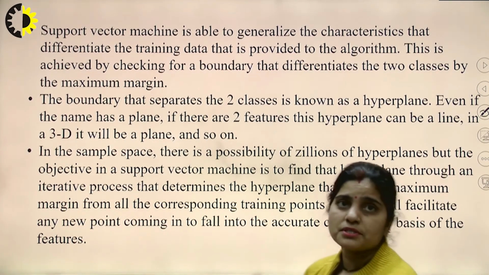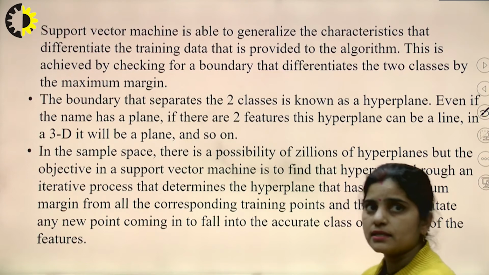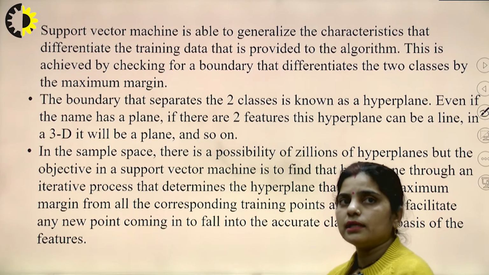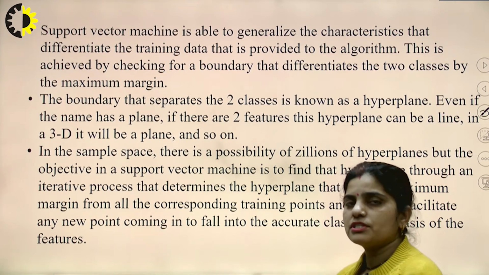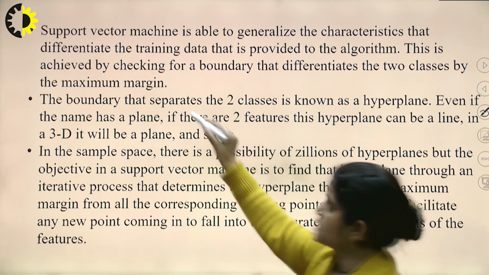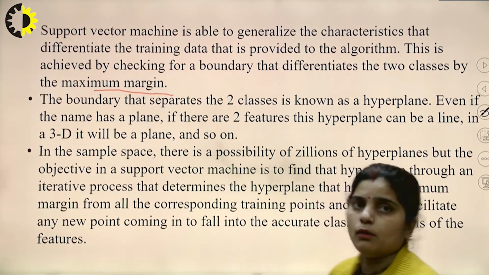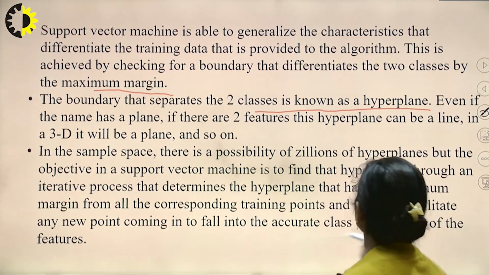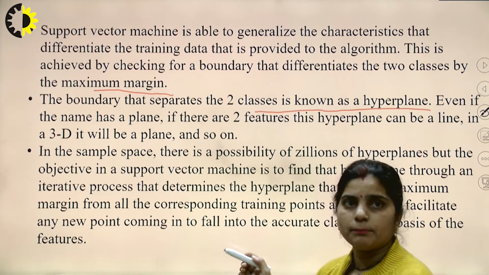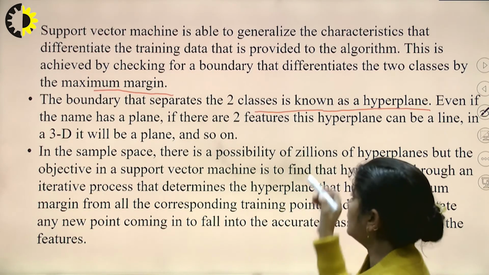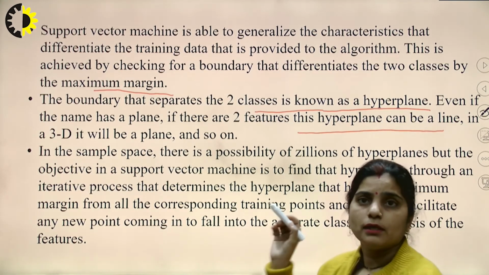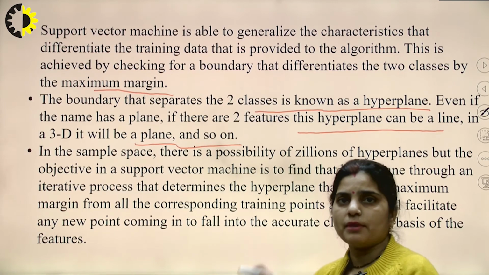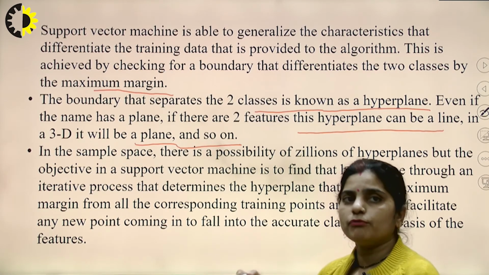Now, the support vector machine can also generalize the characteristics which differentiate the training data provided to the algorithm, and this is obtained by finding the boundary which differentiates the two classes by the maximum margin or maximum gap. The boundary which separates the two classes is known as a hyperplane, which I had discussed earlier. Even if the name has plane, if there are two features, the hyperplane can be a line; in 3D it will be a plane and so on. Based on the features or dimensions, the hyperplane can be in different forms.